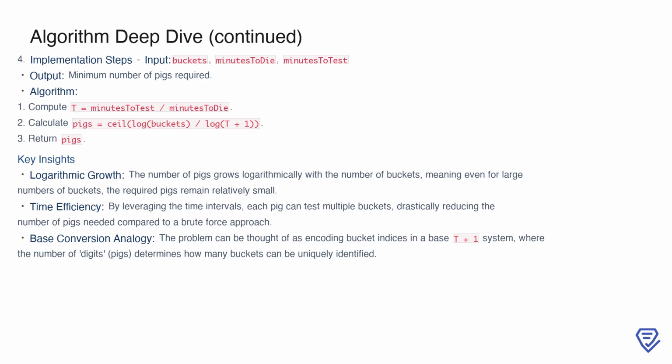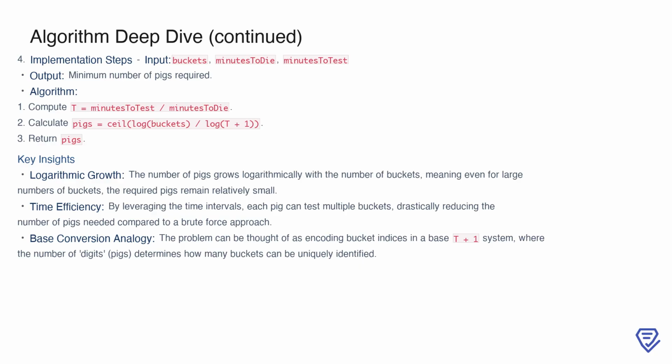First, we take the inputs: the number of buckets, minutes to die, and minutes to test. From these, we calculate t, which is the number of test intervals and equals minutes to test / minutes to die. Next, using the formula we derived, we compute pigs equals ceil(log(buckets) / log(t plus 1)). Finally, we return the value of pigs as the result.